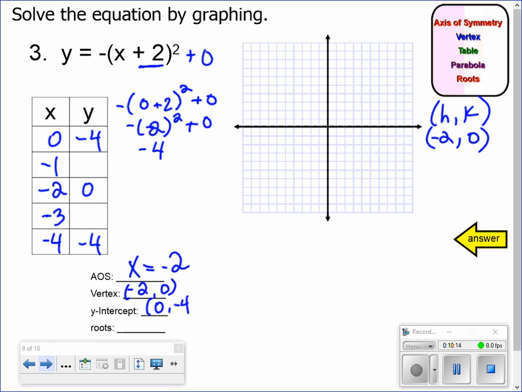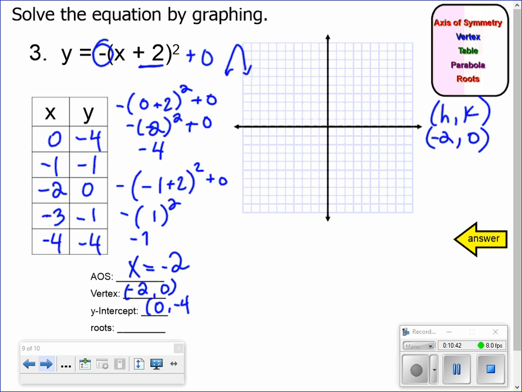This one, again, will open down, so my vertex is going to be a maximum this time. And then let's find negative 1. So we get negative (negative 1 plus 2) squared plus 0. I don't really need the plus 0 at this point. Negative 1 plus 2, that's positive 1 squared, that's 1. That would make a negative 1. So we've got a point at negative 1, negative 1.